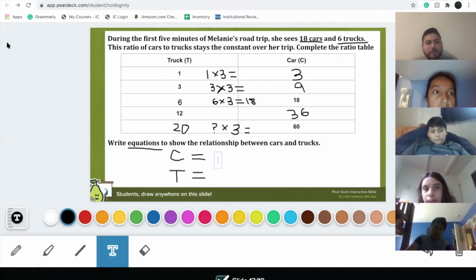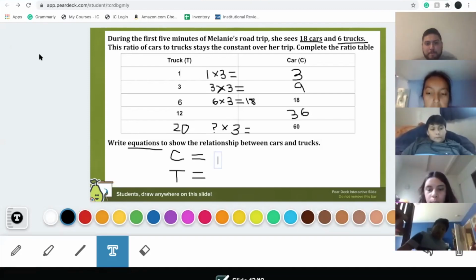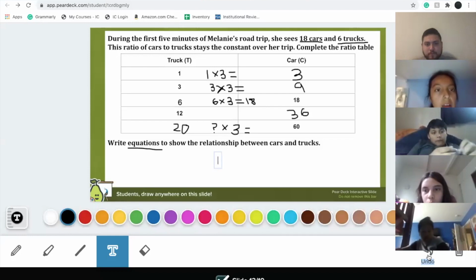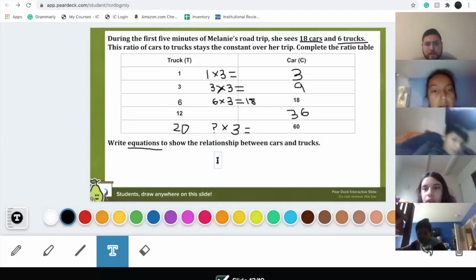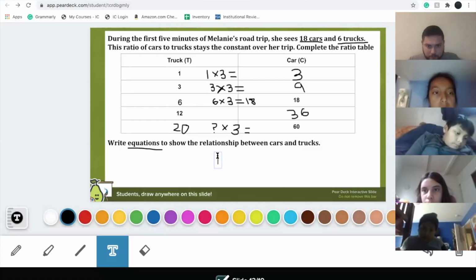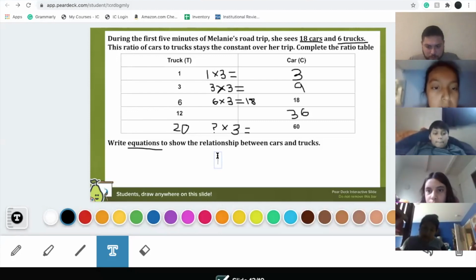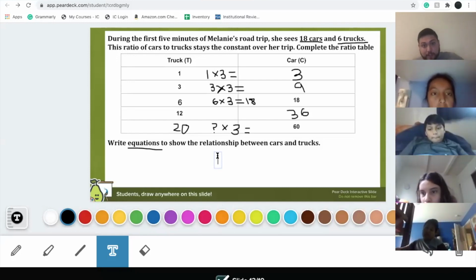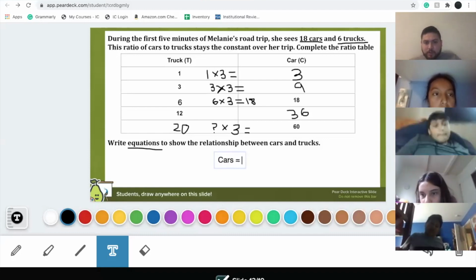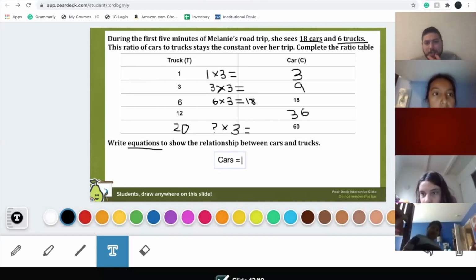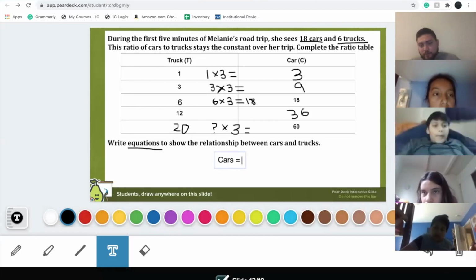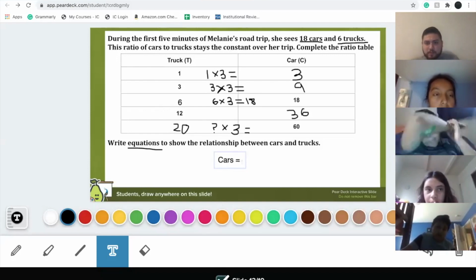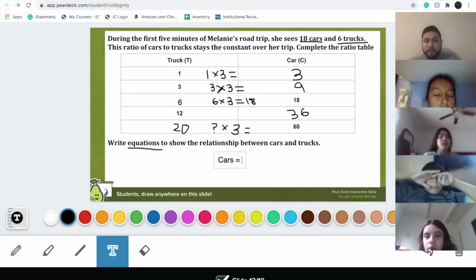Stephanie, can you let me know what you put on yours for cars? For cars, 3 equals 3 times 1. Wait, can you say that one more time? I'm going to say it backwards. 1 times 3 equals 3. Okay, but I want to talk, the math is perfect. You're absolutely correct. But I want to talk about it in terms of cars equals something times something. So what am I multiplying for cars? For any of the cars? 3. Okay. 3 times what?